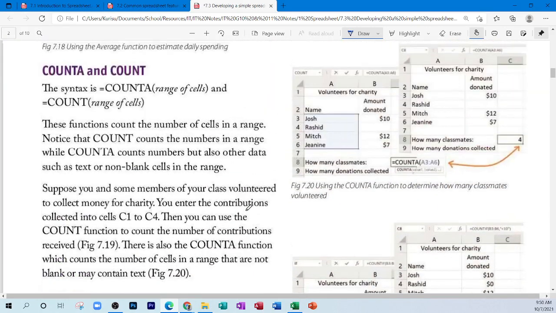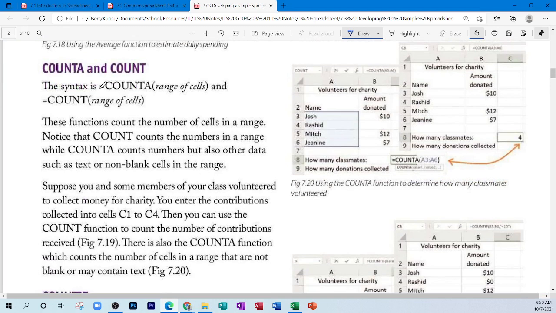Alright, so next we're going to look at COUNTA and COUNT. So please do not pronounce this as counter. It's COUNTA.